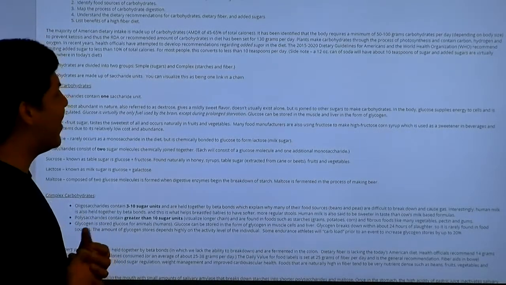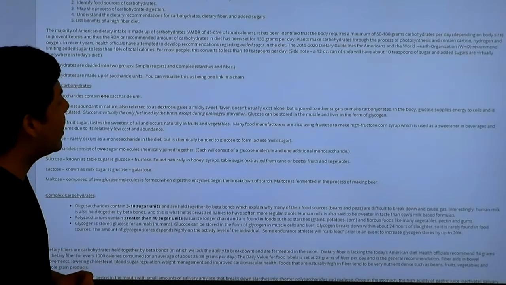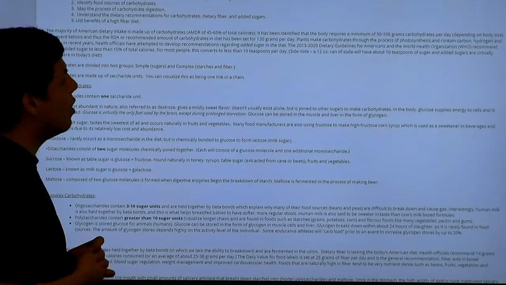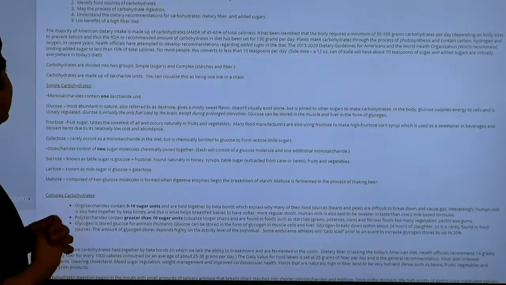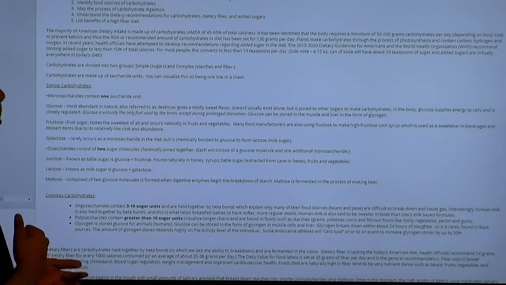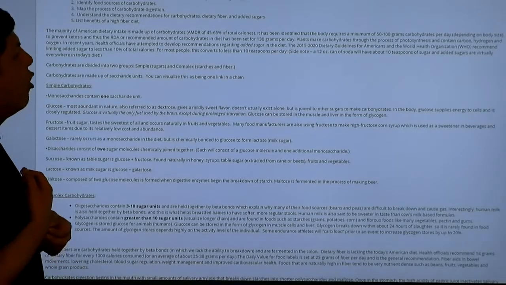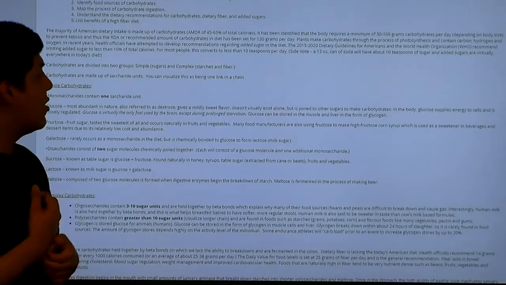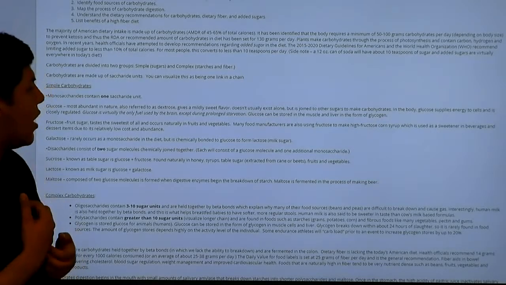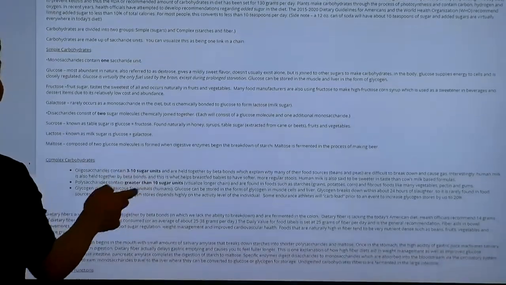The 2015-2020 dietary guidelines for Americans and the World Health Organization recommend limiting added sugars to less than 10% of total calories. For most people, this converts to less than 10 teaspoons per day. Side note, a 12-ounce can of soda will have about 10 teaspoons of sugar, and added sugars are virtually everywhere in today's diet.